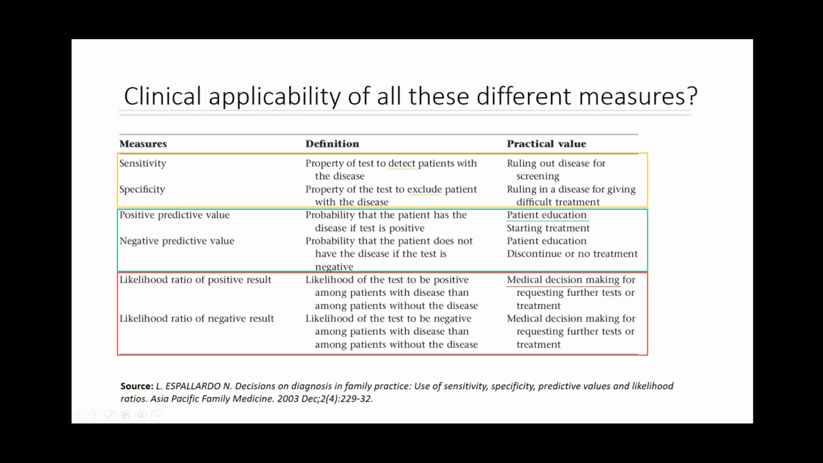But likelihood ratios are a little more abstract. And I think trying to explain them to patients is a little tricky. If we read the definition for a positive likelihood ratio, it's the likelihood of the test to be positive among patients with disease than among patients without the disease. And I don't know, what does that even mean?